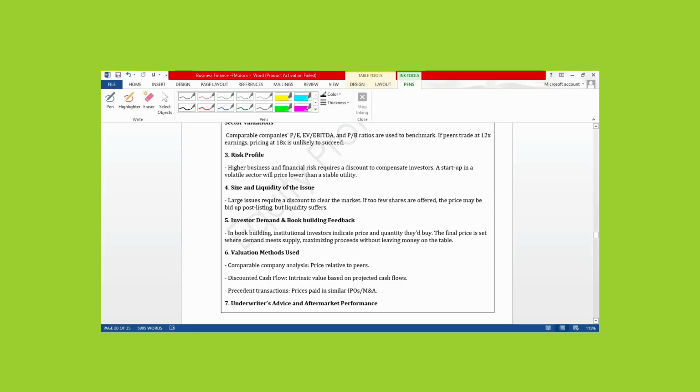Investor demand and book building feedback. What does this mean? Investors may tell you this is the price they want to pay. The demand will have impact on the price. In book building, institutional investors dictate price.